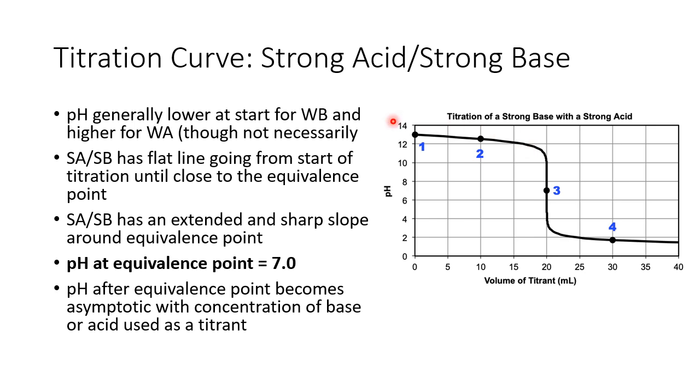The strong acid, strong base has an extended sharp part to the slope. It's a very tall part. The pH at the equivalence point is always 7. This is the most salient feature of a strong acid, strong base titration, and it's the thing you should look for first. And finally, the pH after the equivalence point eventually becomes asymptotic with the concentration of the base or acid used as a titrant.